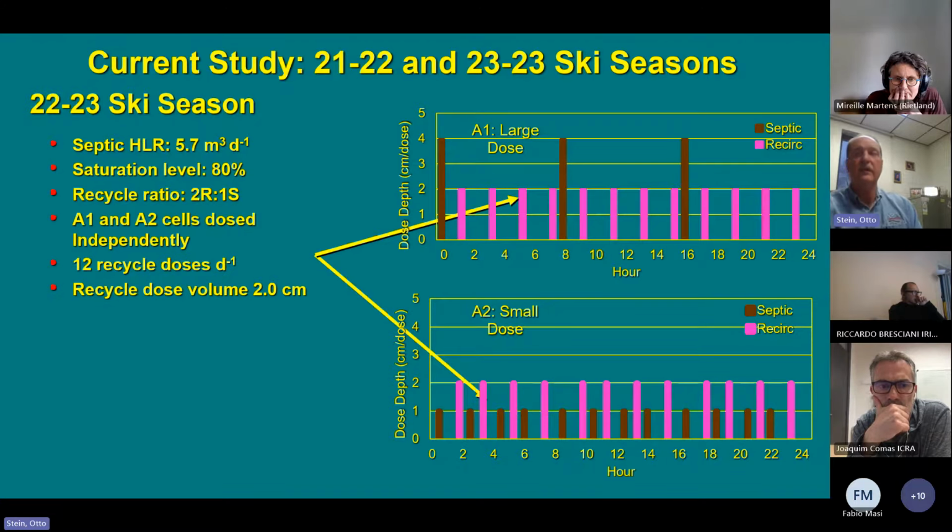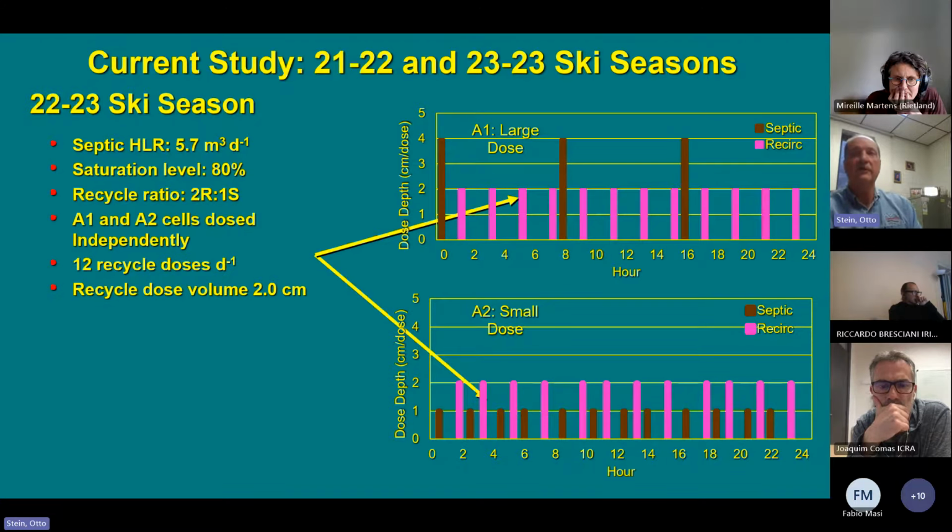So one cell was again dosed with a few big doses, and the other cell was loaded with a lot more smaller doses. So even more extreme than we had before the first year. So yeah, you can see 12 septic doses of 1 centimeter versus 3 septic doses of 4 centimeters. Again, the overall loading rates are the same.